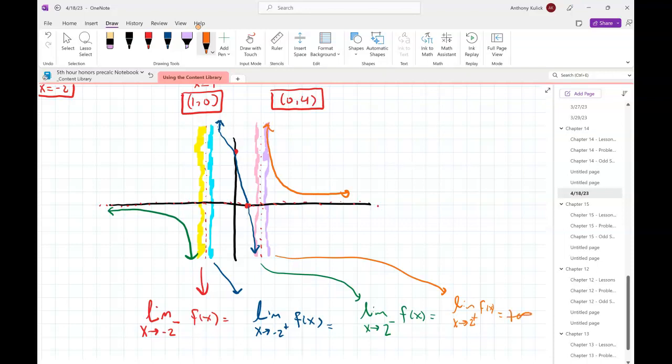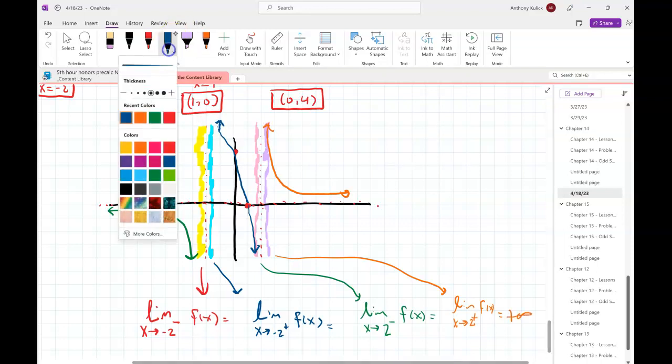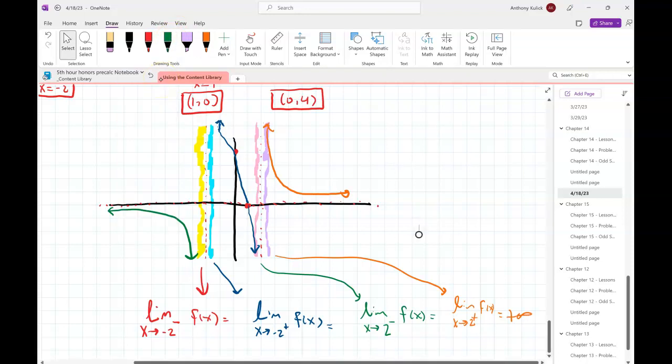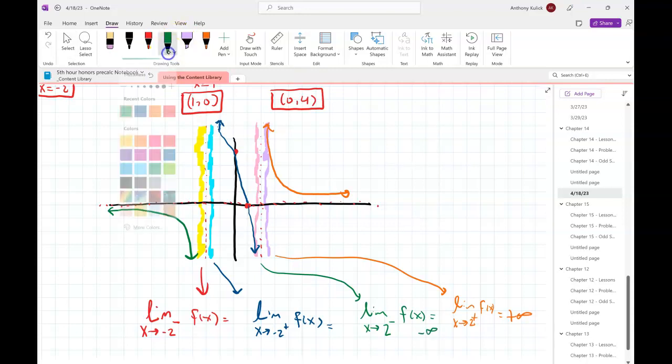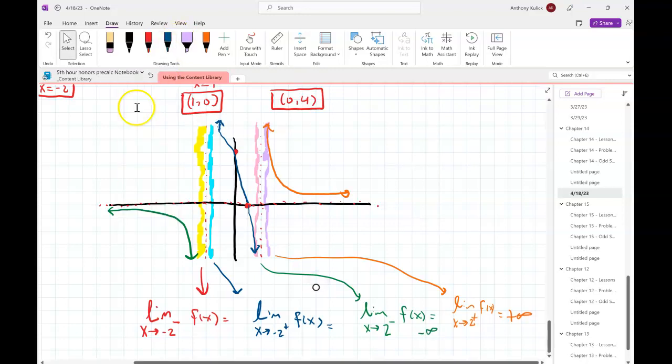So this was positive infinity. This green one was negative infinity. The blue one over here was positive infinity. And the red one was negative infinity.